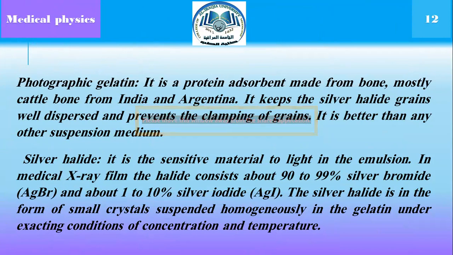Silver halide. It is the sensitive material to light in the emulsion. In medical X-ray film, the halide consists of about 90% to 99% silver bromide and about 1 to 10% silver iodide. The silver halide is in the form of small crystals suspended homogeneously in the gelatin under exacting conditions of concentration and temperature.